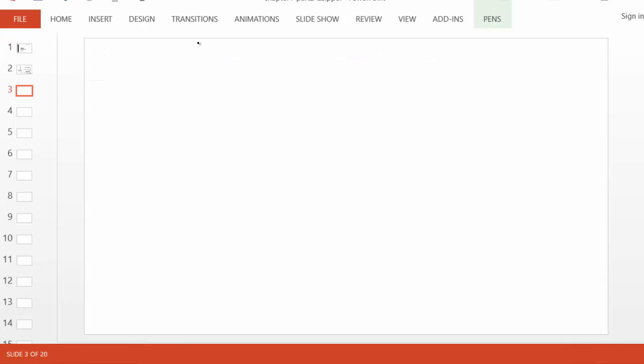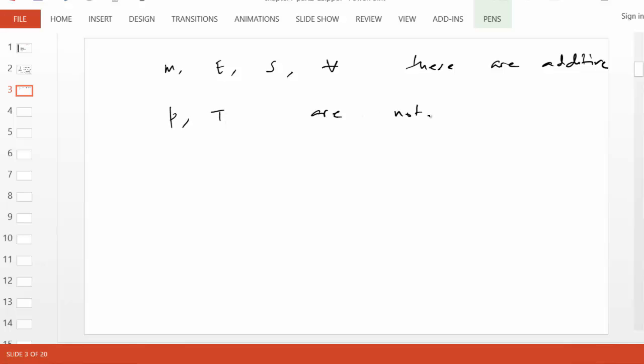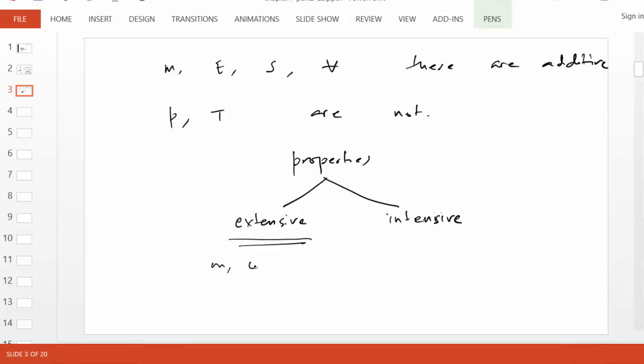Well, let's look at some pattern we are already finding. Notice that mass, energy, entropy, volume, these are additive properties, right? Whereas pressure, temperature are not. So all the properties that we are coming across so far, we'll find that they can be divided into two classes. One is called extensive properties, another branch is intensive properties. Extensive means they're additive, like mass, energy, entropy, volume. Intensive could be pressure, temperature, molar mass.